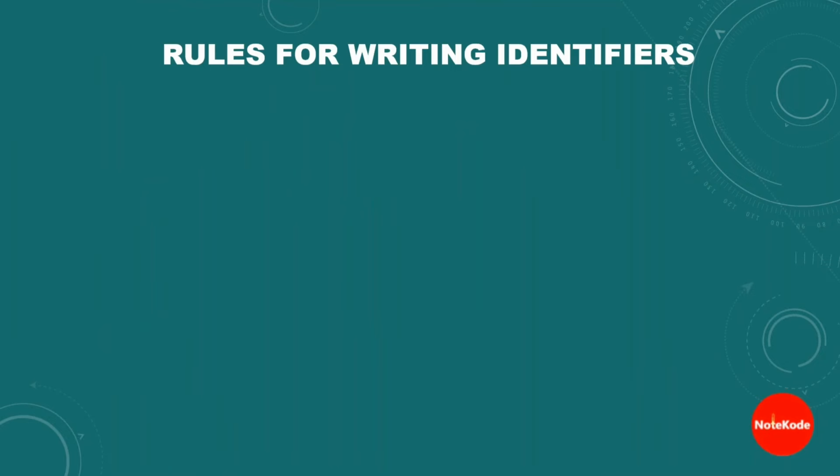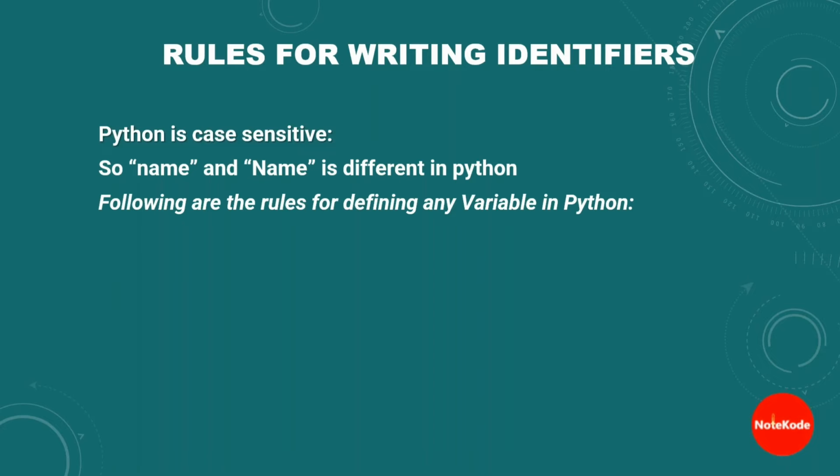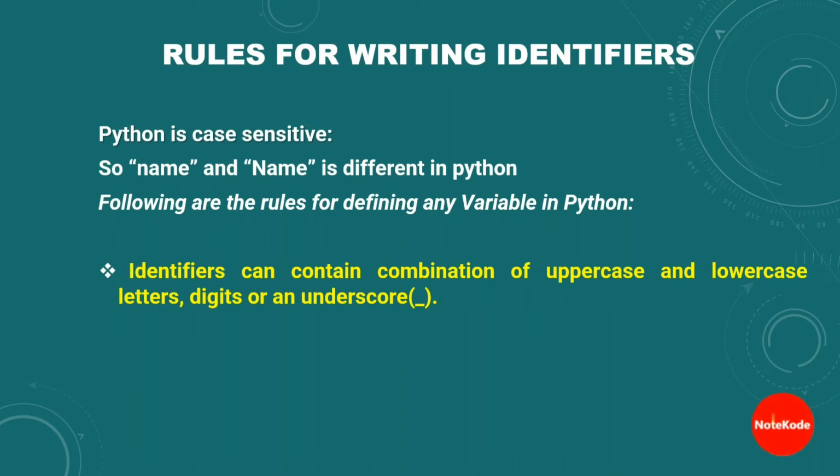Rules for writing identifiers or variables. Python is case sensitive, so it means if we write small letter name and the capital letter name, both are different in Python. Following are the rules for defining any variable in Python. Identifier. Here identifier means a variable or a class name as well. Identifier can contain combination of uppercase and lowercase letter, digits, or an underscore.